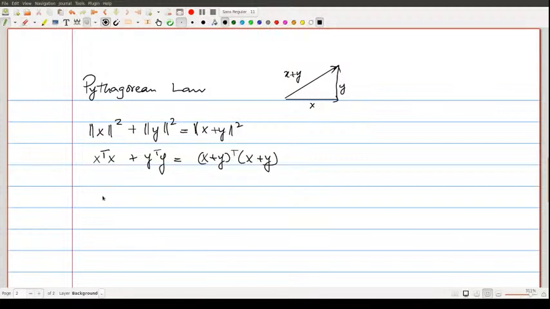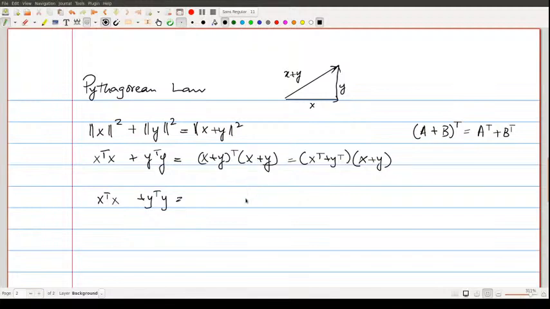But let's just write this as it is, x transpose x plus y transpose y. And if you recall the rules about transposes, you might remember that the transpose of A plus B is A transpose plus B transpose. So addition and transpose are commutative. You can do transpose first and then do addition, or do addition first and then do transpose. Doesn't matter. So I can write this as x transpose plus y transpose, and then x plus y, right? And so now I can do this multiplication. So let's just write out all the terms. x transpose x plus x transpose y plus y transpose x plus y transpose y.